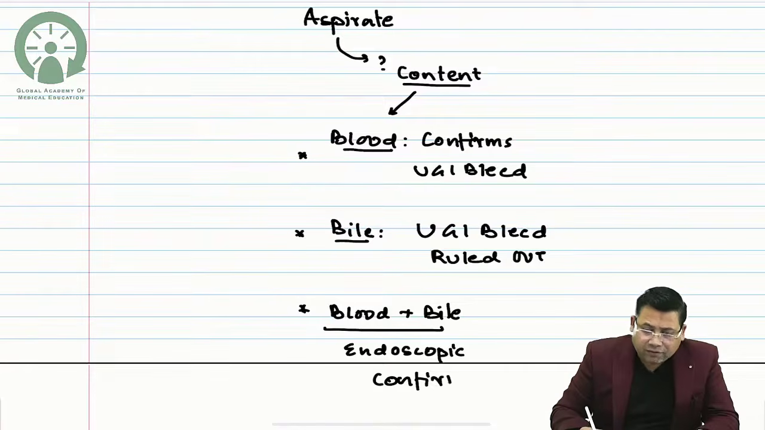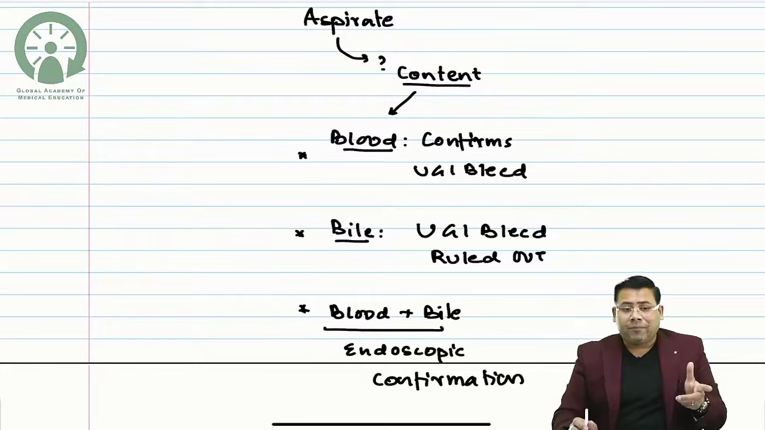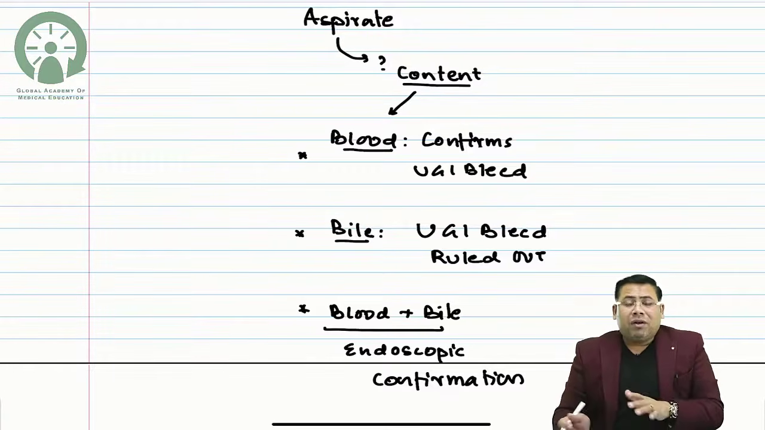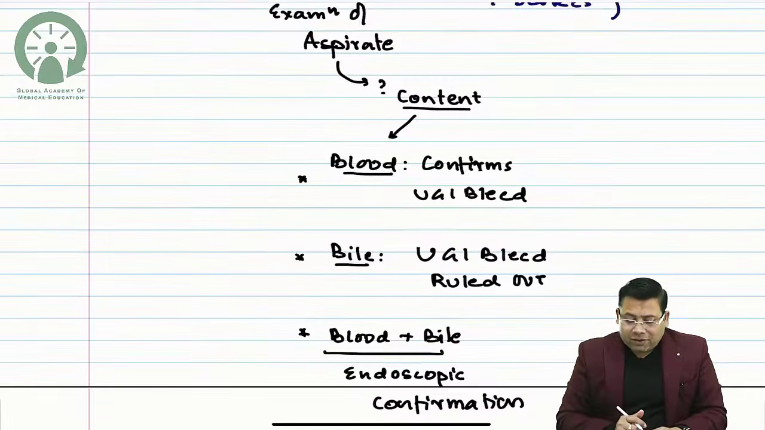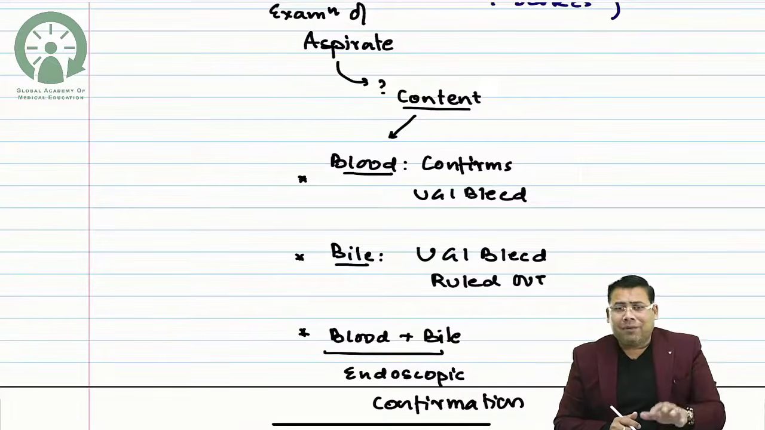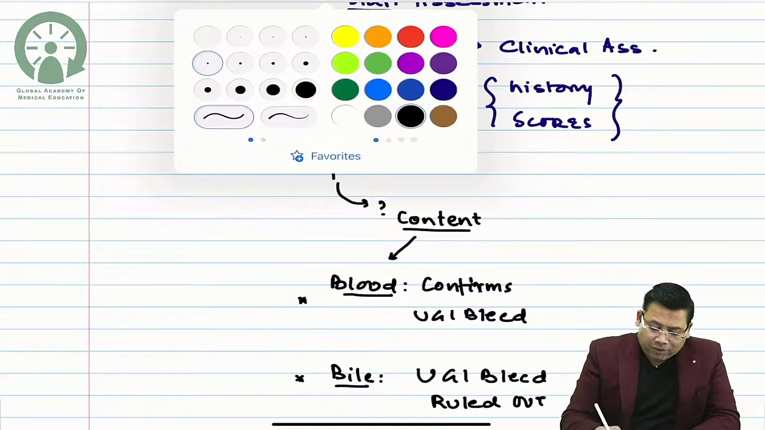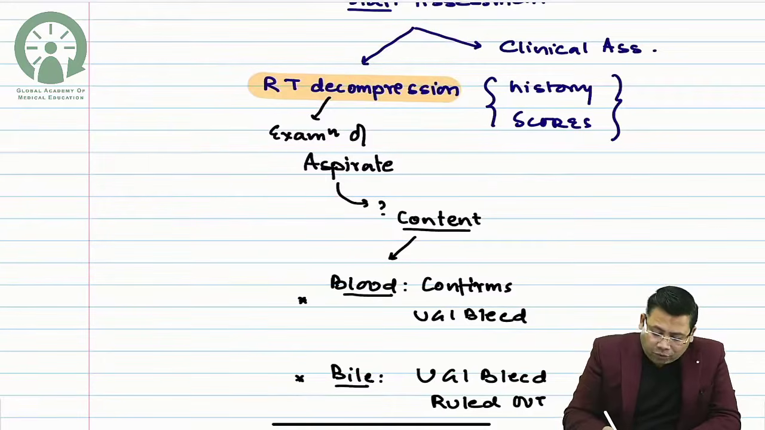Now this is very important. Why is it important? Let me tell you, because it gives you a basic idea. One more thing that you need to understand: once you do a Ryle's tube decompression, you are decompressing the upper GI tract. Along with that, you will also go for injection PPIs.